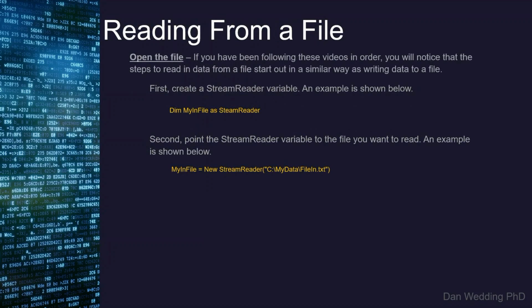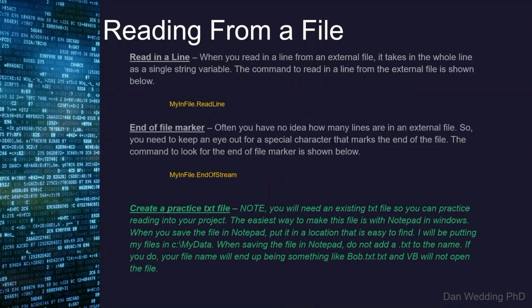If you've been following these videos in order, you will notice the steps to read in data from a file start out in a similar way as writing data to a file. First, create a stream reader variable. An example is shown below. Second, point the stream reader variable to a file you want to read. An example is shown below. When you read in a line from an external file, it takes in the whole line as a single string variable. The command to read in a line from an external file is shown below.